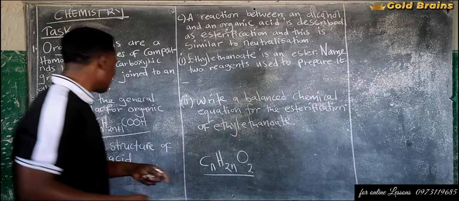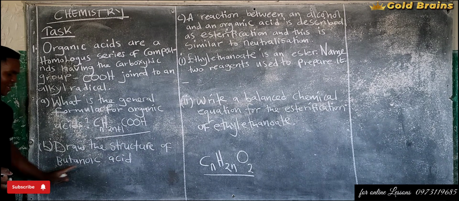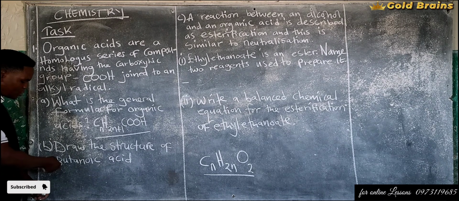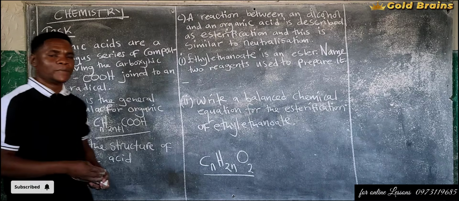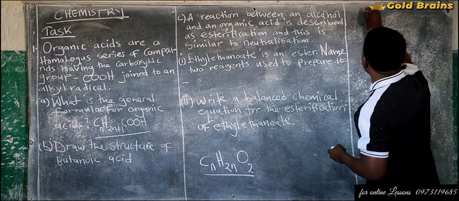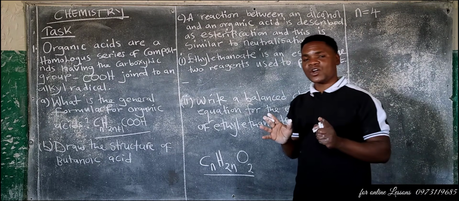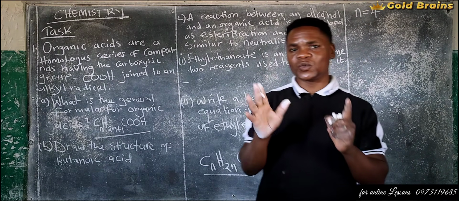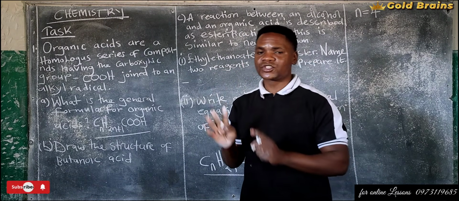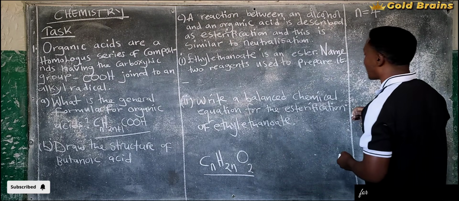Now the second question says, draw the structure of butanoic acid. From the term but, it is telling us that but represents 4. So butanoic acid is showing us that n is equal to 4, meaning in the chain of our carboxylic acid, we must have 4 carbons only. We don't need more than that. So we are going to use just this formula here to help us get our answer simply.